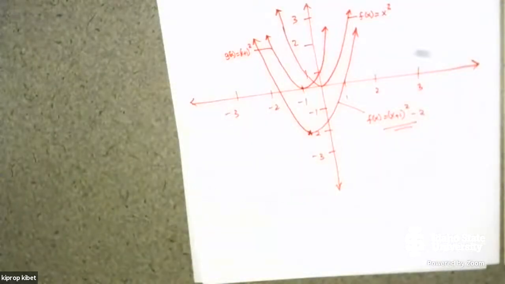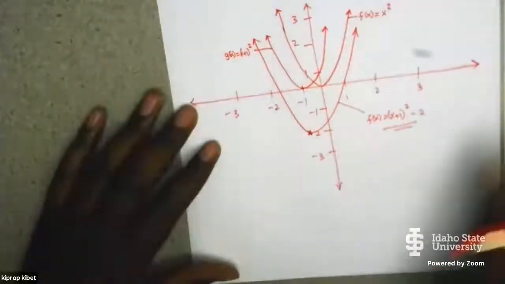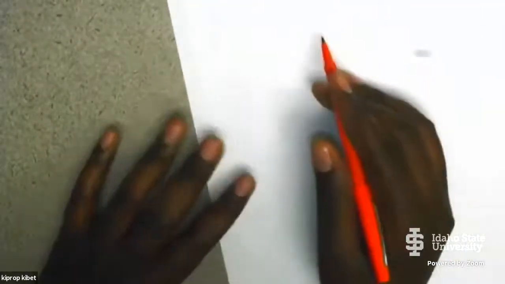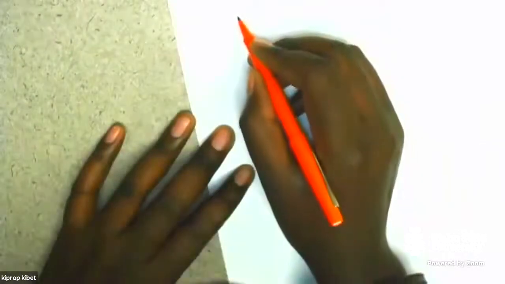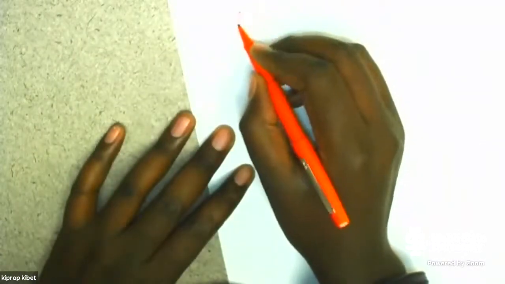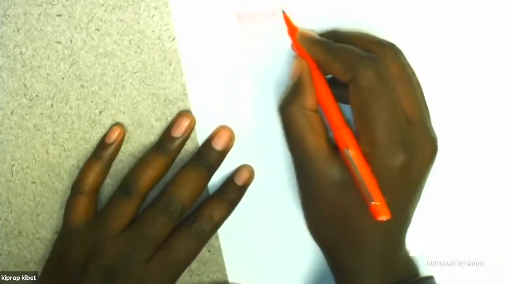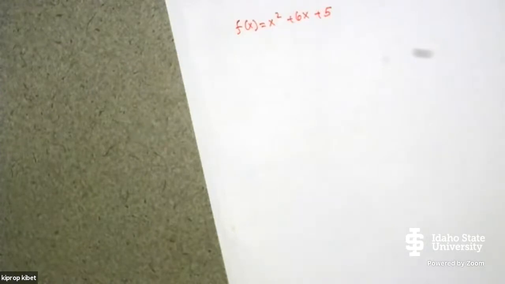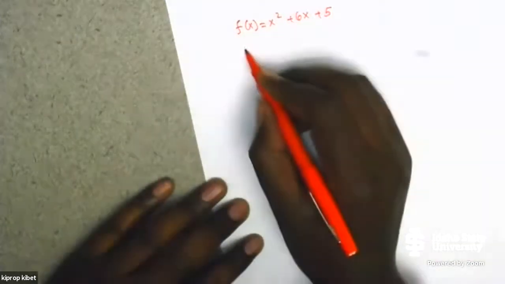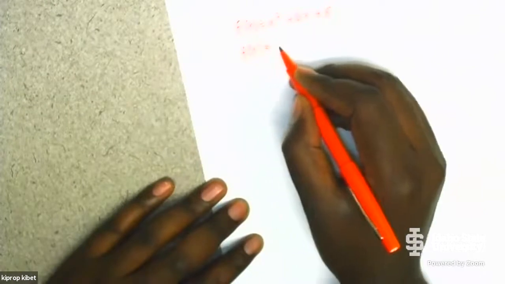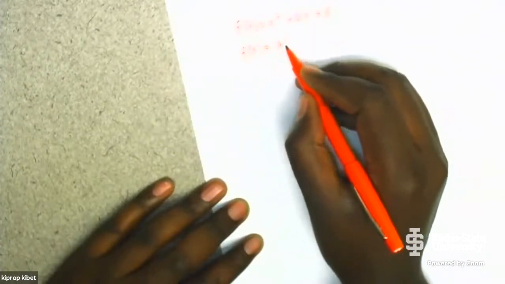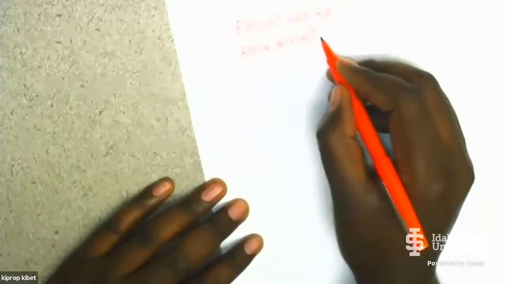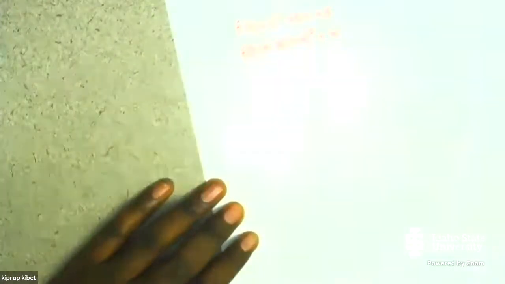Now, if you have the function, let's say this function f of x equals x squared plus 6x plus 5, and you are told to graph that using transformation, what you need to do here is write it into the form f of x equals a times x minus h, and then you square, into that form.